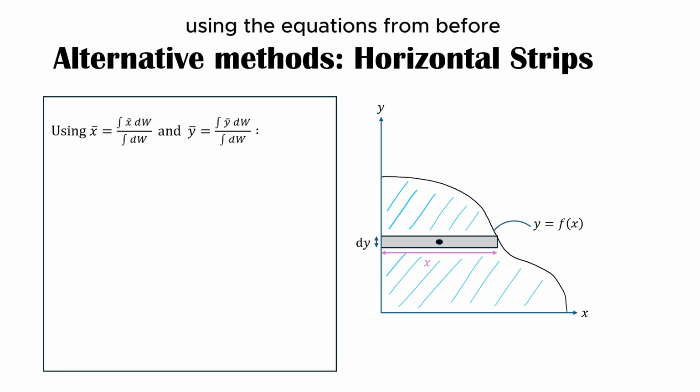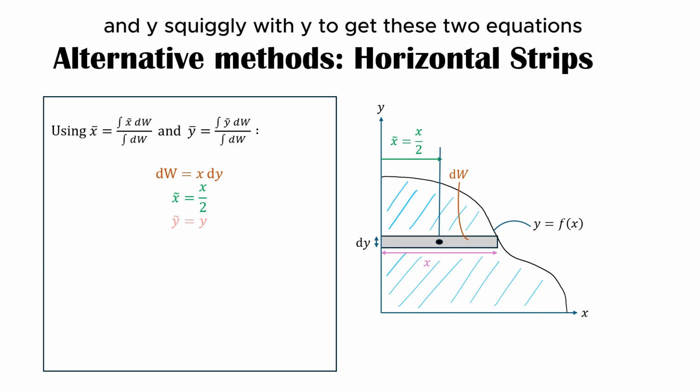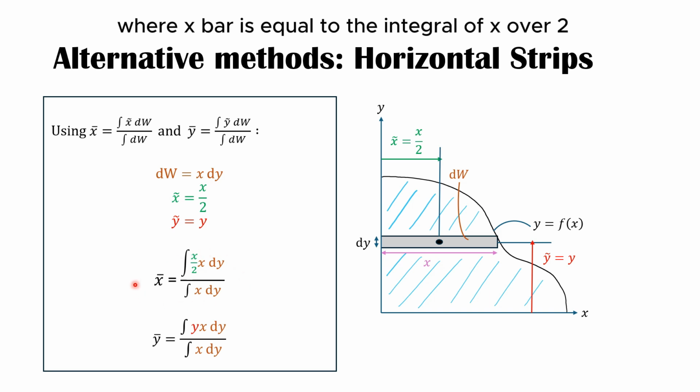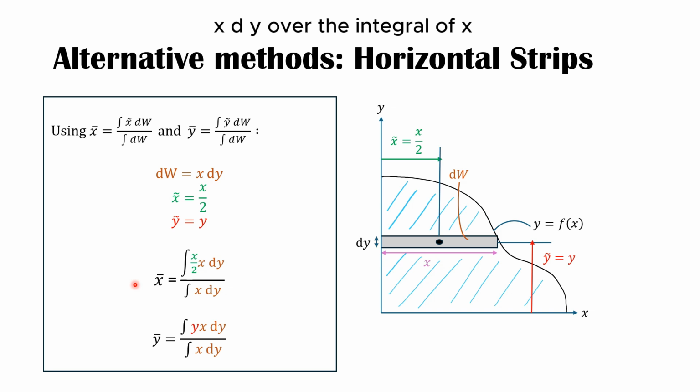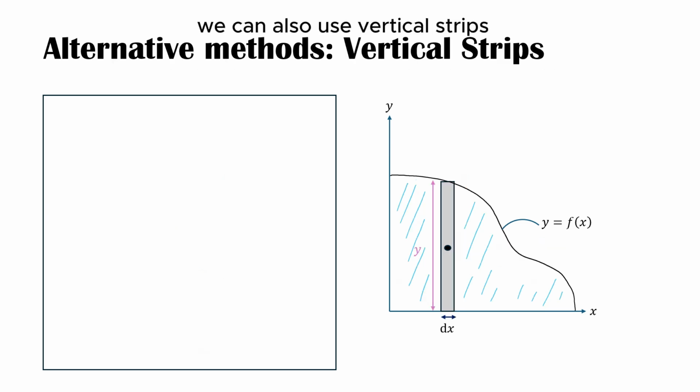Using the equations from before, we can replace dW with x dy, x squiggly with x over 2, and y squiggly with y to get these two equations, where x bar is equal to the integral of x over 2 x dy over the integral of x dy, and y bar is equal to the integral of yx dy over the integral of x dy. We can also use vertical strips.